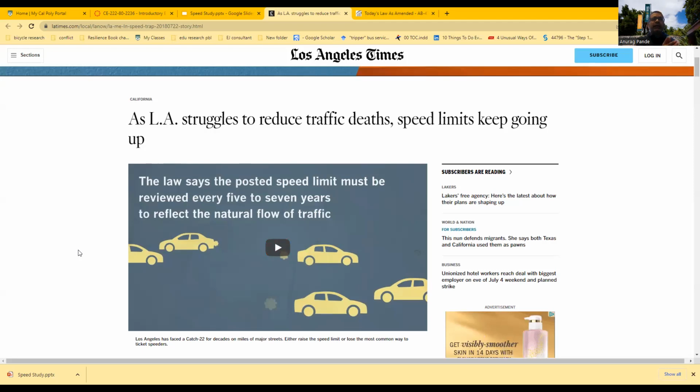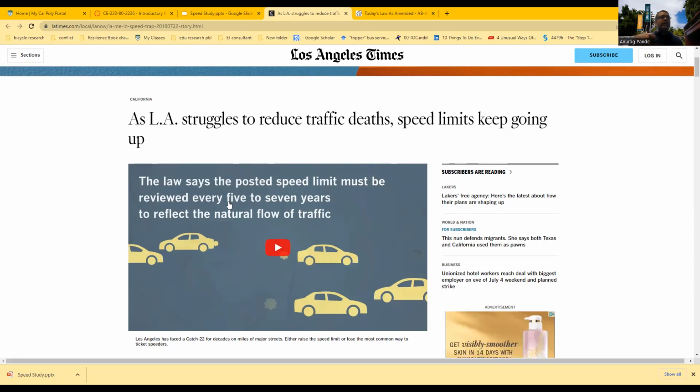But I think it's still critical to note that having this data, this posted speed limit reviewed every 5 to 7 years, what type of data they use to do this review is what you are going to collect in this lab. Okay, so that's one important point, that the data you're trying to analyze here is very critical in setting the speed limit. That's not the only data we use to set the speed limit, as you will see.